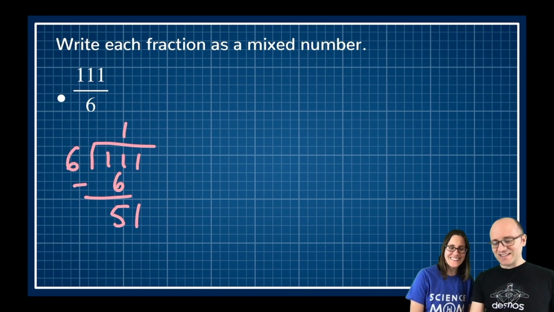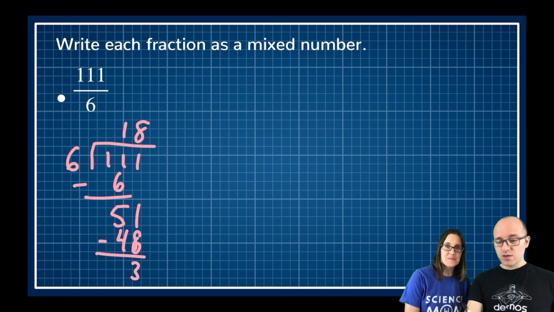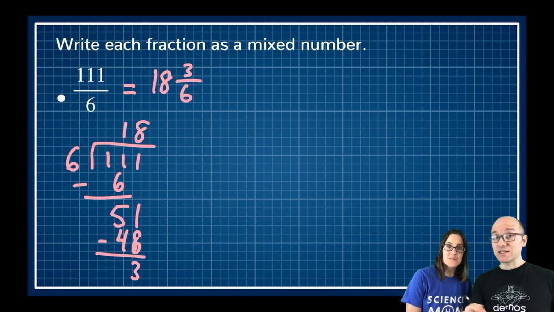So then 6 goes into 51 how many times? So 6 times 8? Yeah, 6 times 8 is 48. That's as close as we can get. And then we subtract, we're left with 3. So altogether, 6 went into 111 18 times with 3 parts out of the 6 left over.